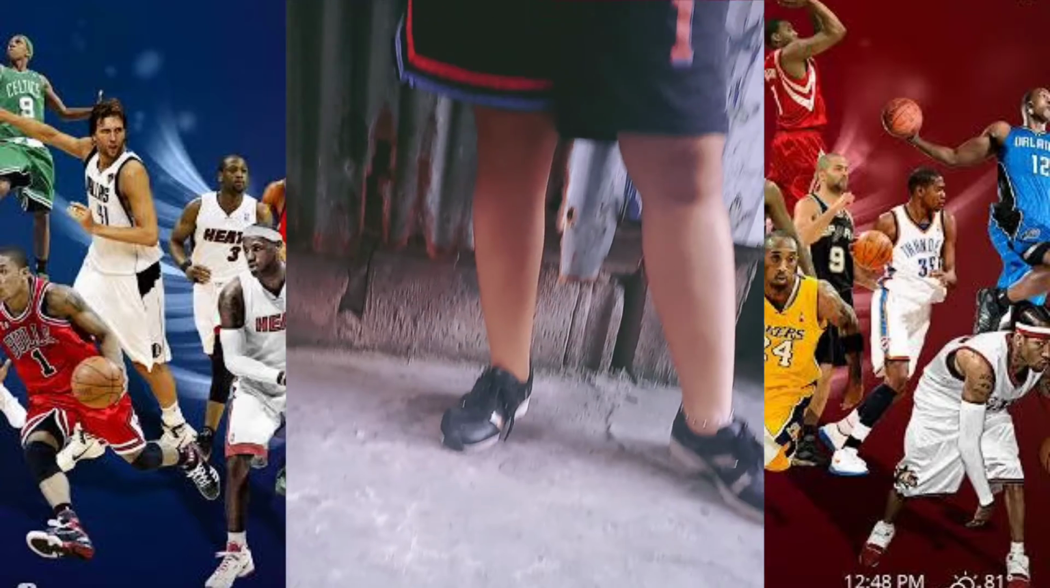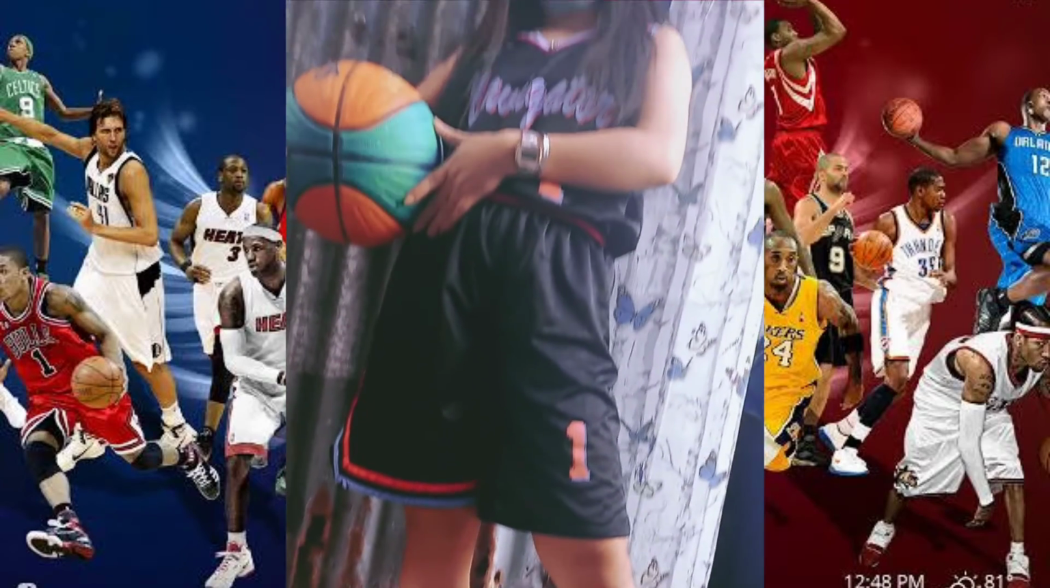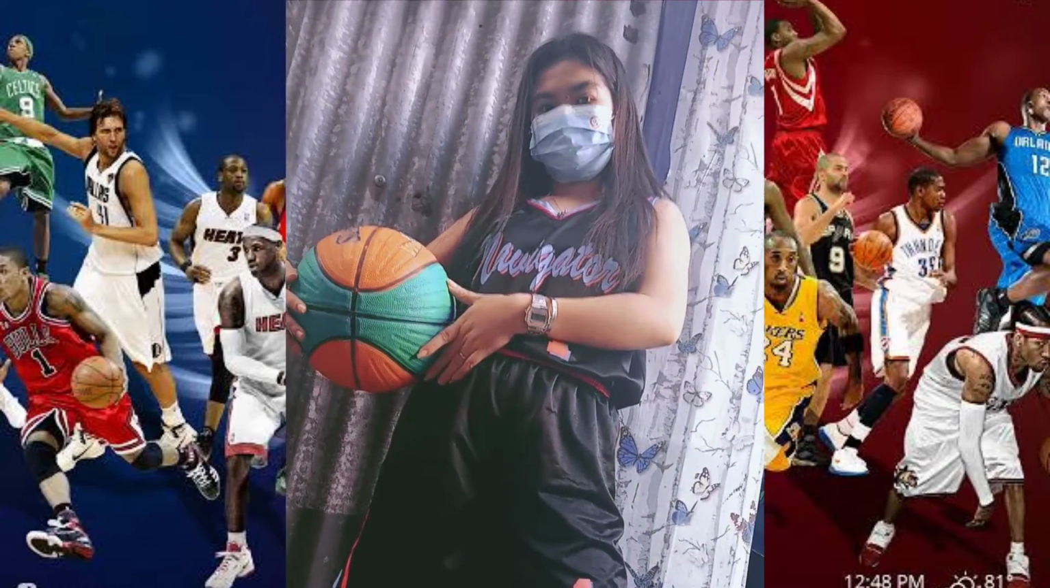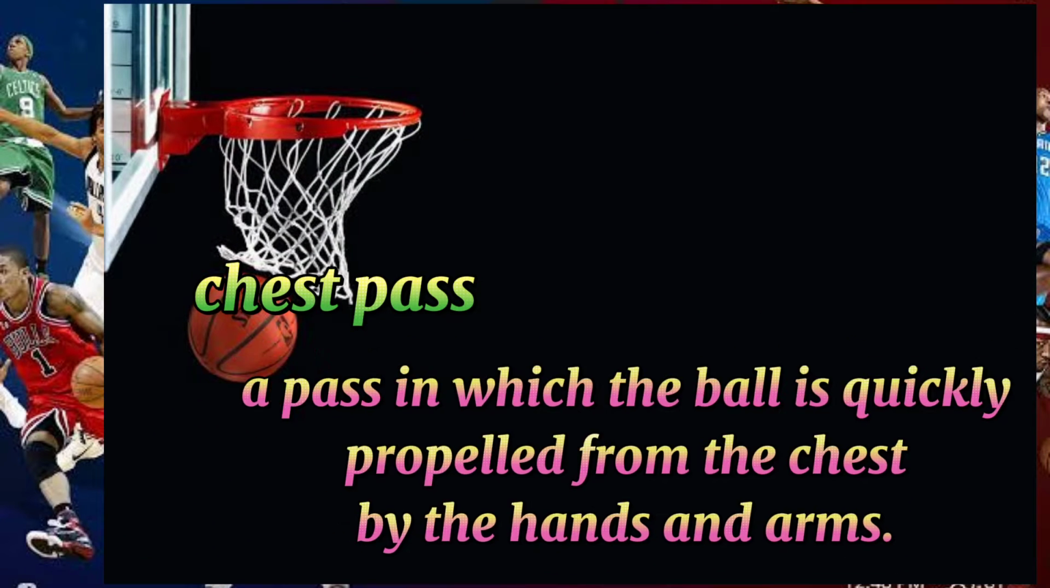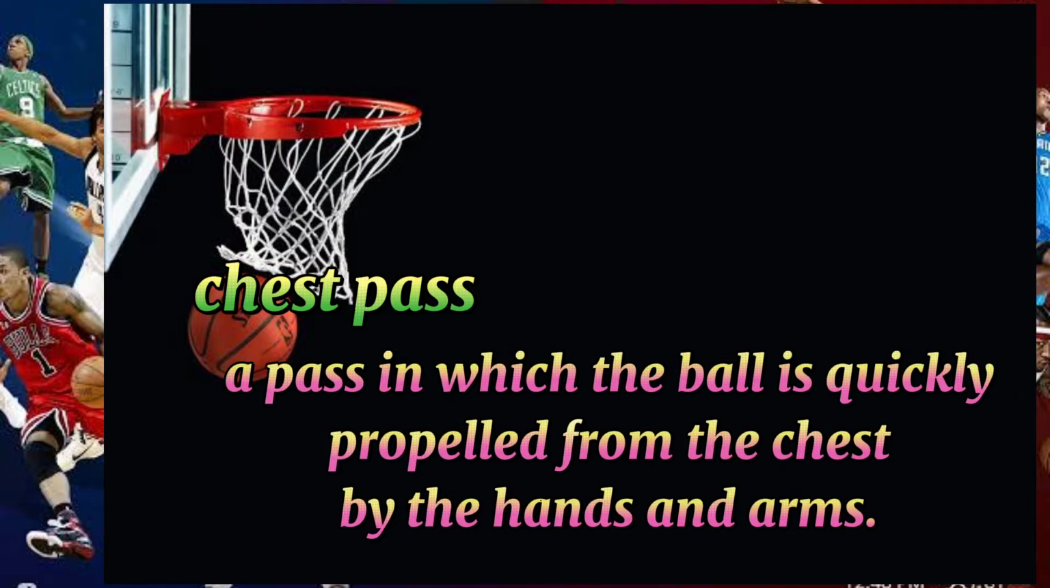Aaron vs IT 2D, I'm gonna show you the 6 types of passing in basketball. Chest pass, a pass in which the ball is quickly propelled from the chest by the hands and arms.